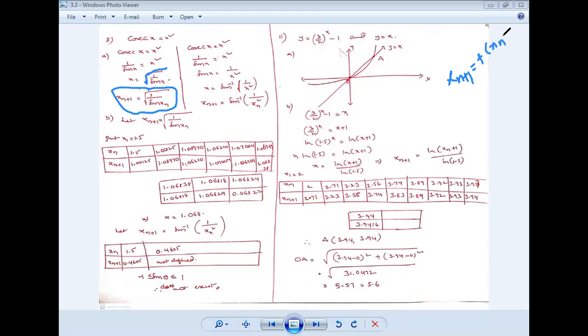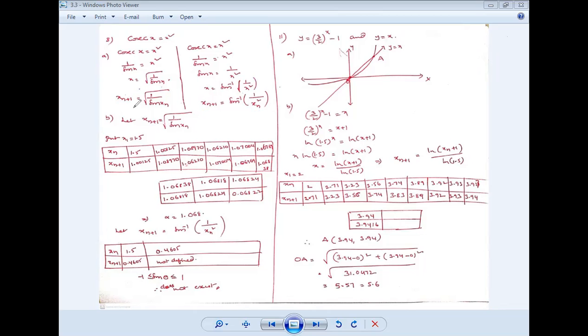Here I am also writing in another form. 1 by sin x equals x square. Sin x, write its reciprocal, 1 by x square. Sin x is on that side, so sin inverse of 1 by x square. So x n plus 1 equals sin inverse of 1 by x n square. They are asking us to write down this form.